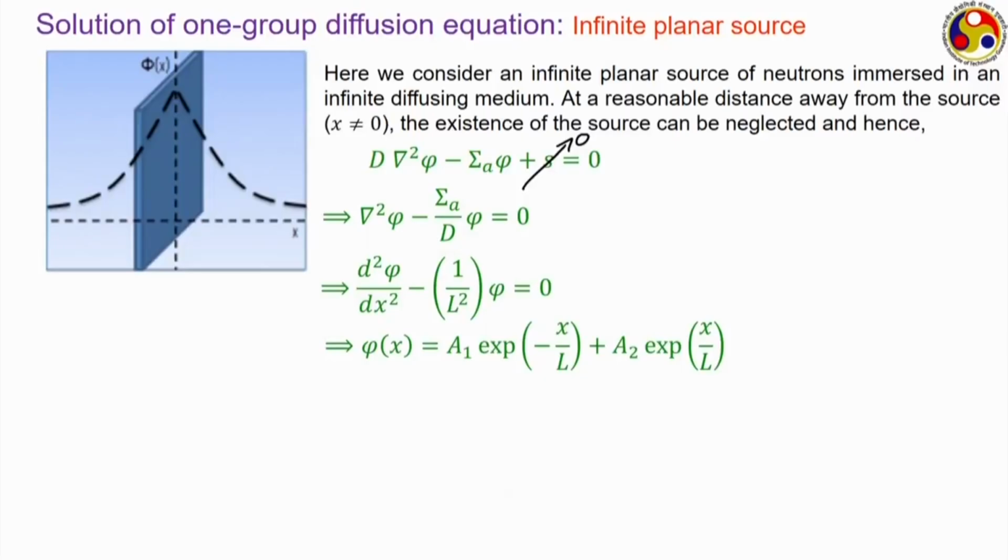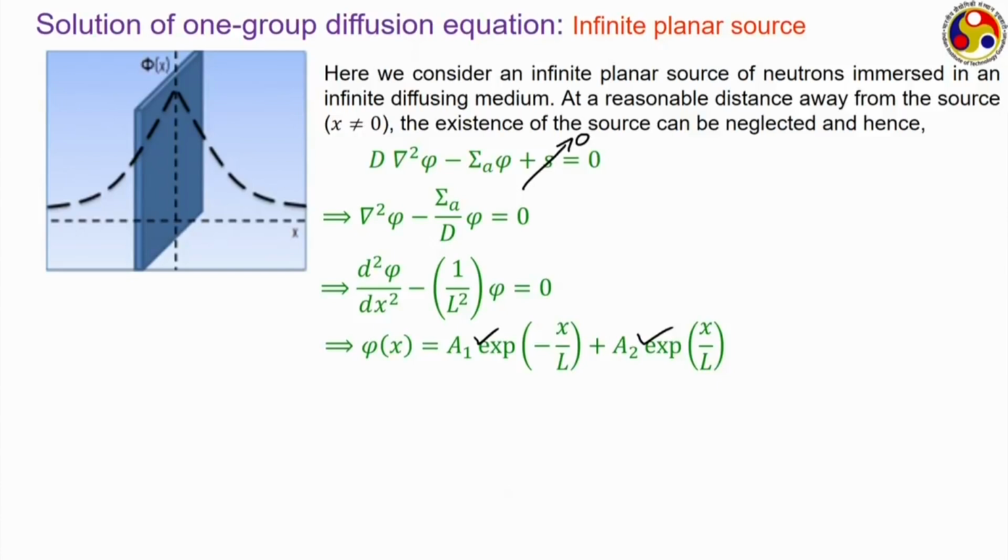Now, you see that the neutron flux phi is given as a summation of 2 exponential terms, and both of them are functions of x. Here L is the diffusion length. Here the first exponential term is a decaying one, whereas the second exponential term is a growing one. That is, as we are moving away from the plate, while the first term will start to diminish, the second term will keep on growing.